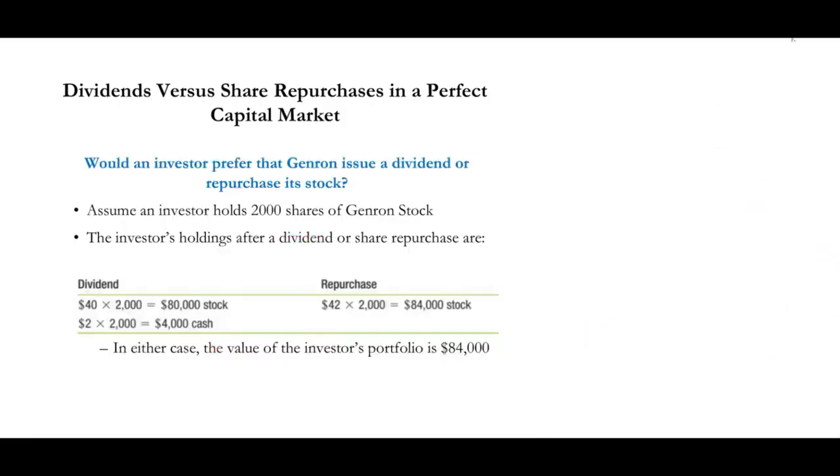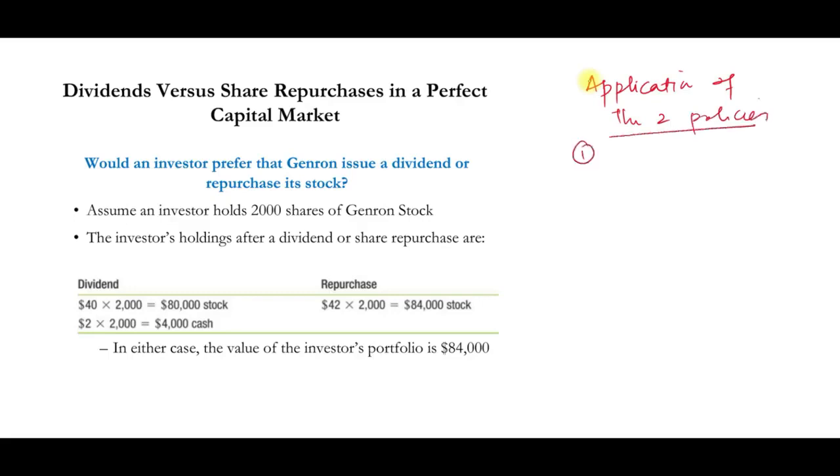Now this slide is actually really important. It is a practical example, an application of the two policies we learned.